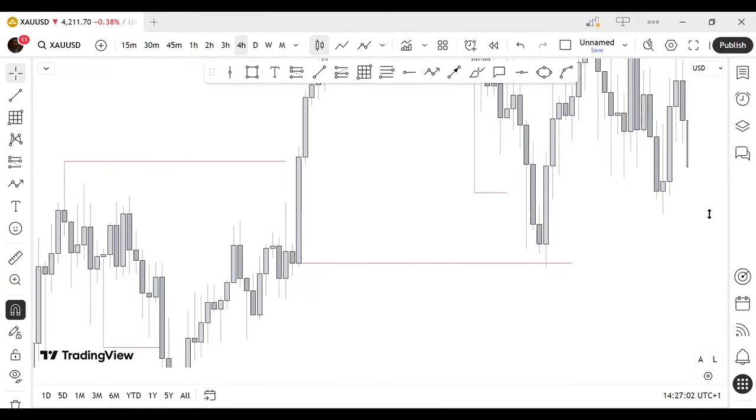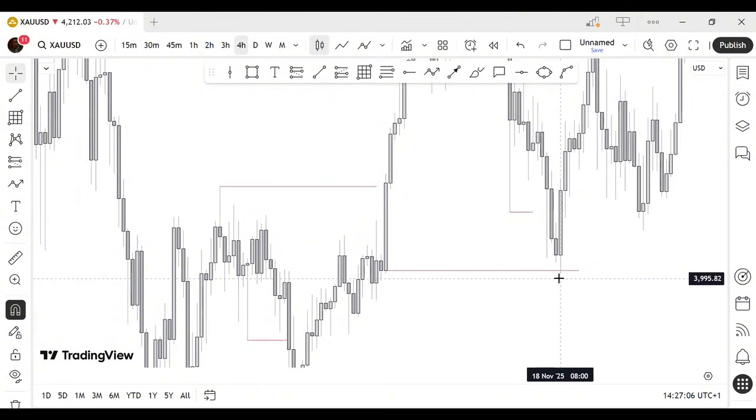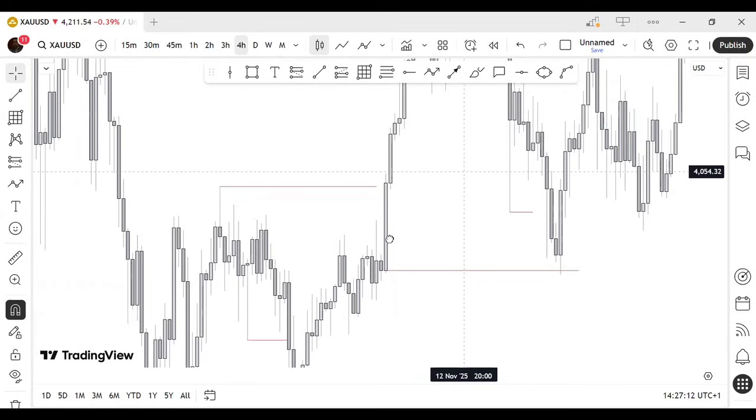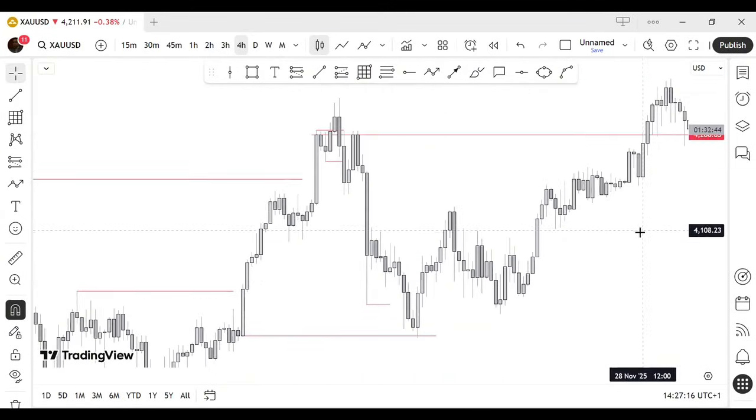I see more reason why this particular rejection did not give a deep rejection. Why? It's coming from a higher time frame key level that is overlapping on a lower time frame key level. So that's basically how I refine my key levels to get more precision in the market.